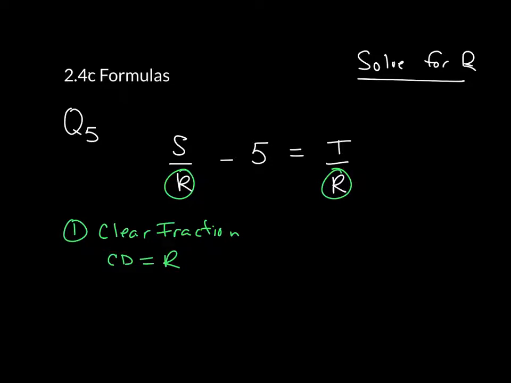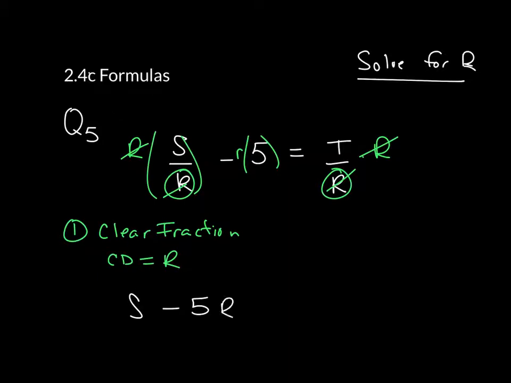We do that by multiplying every single term by r. And when you do that, the r's cancel on the first and the last piece. And then all you're left with is s minus r times 5. And we are going to write that as s minus 5r is equal to t.